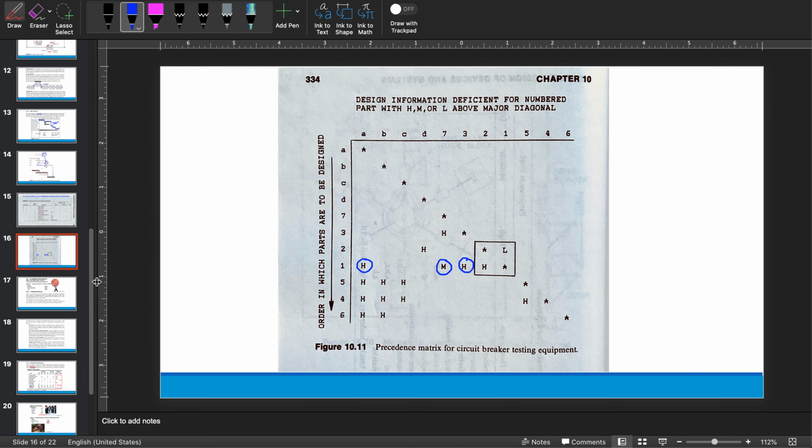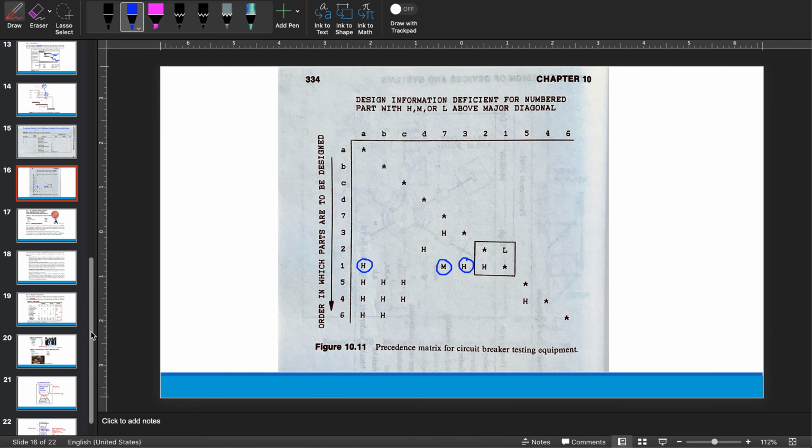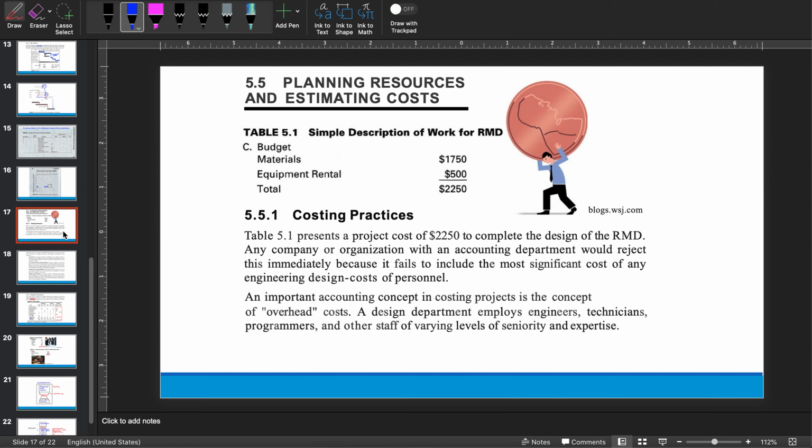And then the other thing is you have to estimate what your costs are. So this is going to be an interesting discussion. And that takes us to section 5.5 in the textbook. By the way, we're almost done with the textbook, which is good because we're almost done with the course.